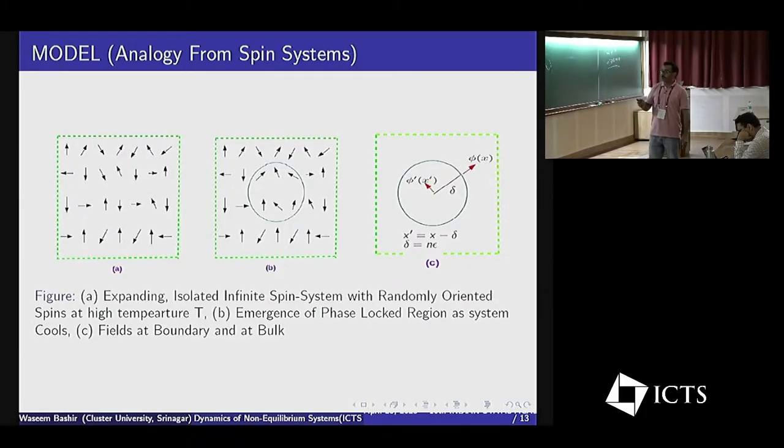Figure A, the first one here, shows a large system which is isolated, and these spins are at very high temperature, so randomly oriented in all possible directions with very high thermal fluctuations. Now we ask: what happens to this system if we allow it to expand? It is expanding on its own, so the temperature of the system is coming down, and we expect that in the region encircled by this blue circle, these spins shall get correlated. If we wait long enough, these spins must get correlated by a large amount.